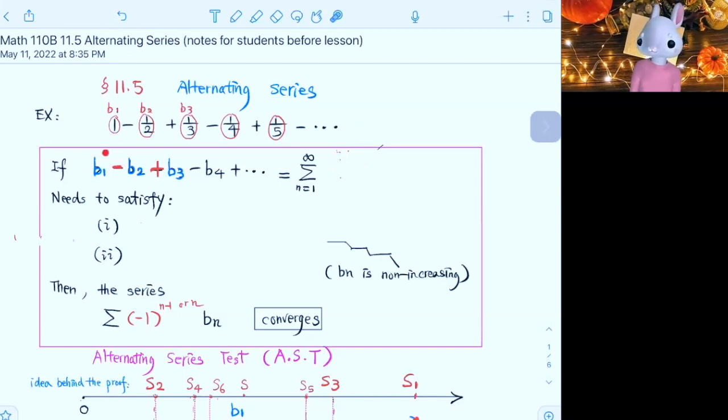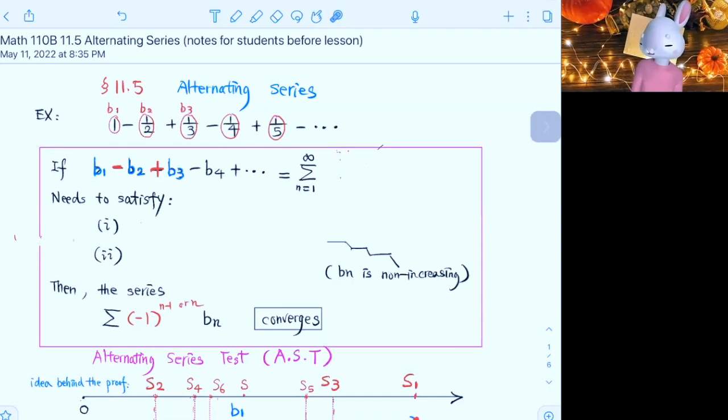Now, this is just one example. So if b1 minus b2 plus b3, etc., you see the signs here alternate, and all those bn over here are positive. If you ignore the sign of every term, just take the absolute value of every term, those will be the b1, b2, b3, etc. So we can write this alternating series in sigma notation.